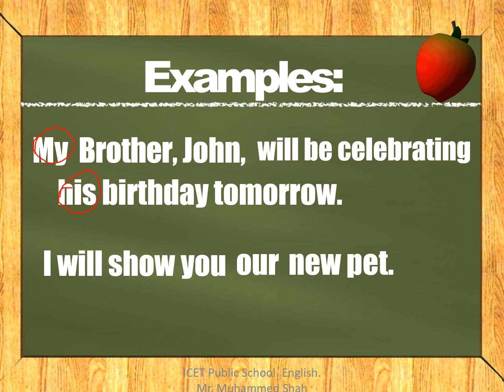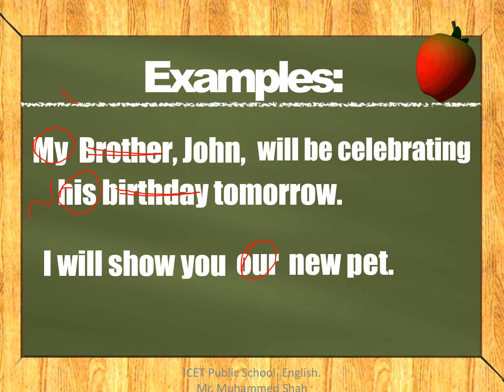Then: I will show you our new pet. Here the word our is a possessive, a determiner. I told you that two determiners will not come for one noun. Here, in one sentence, two determiners have come, but not for one noun. In his birthday, birthday is the noun and his is the determiner. So here are the examples of that.